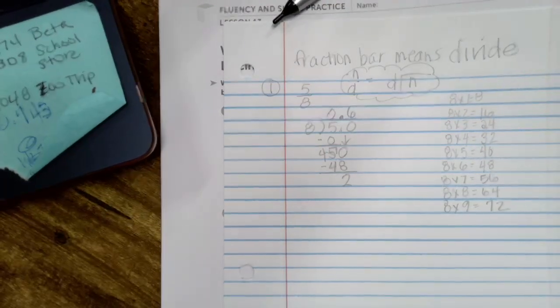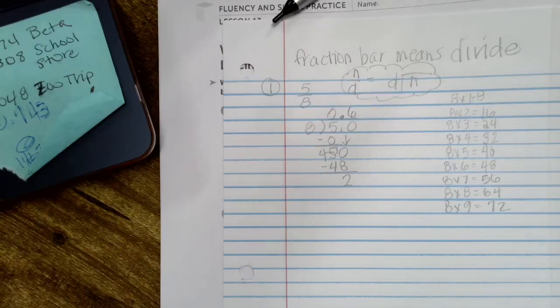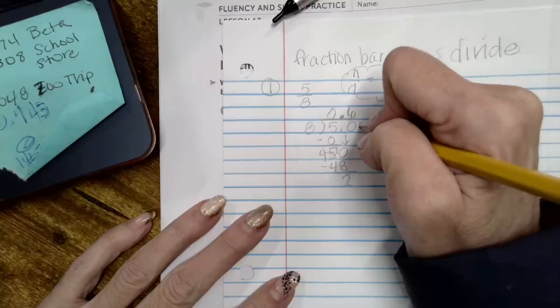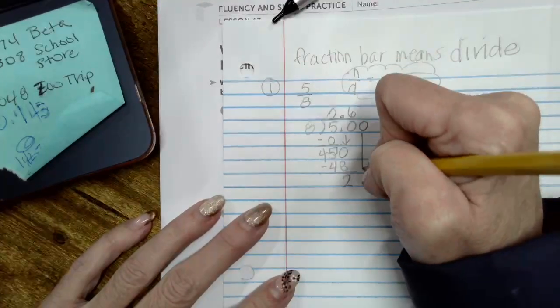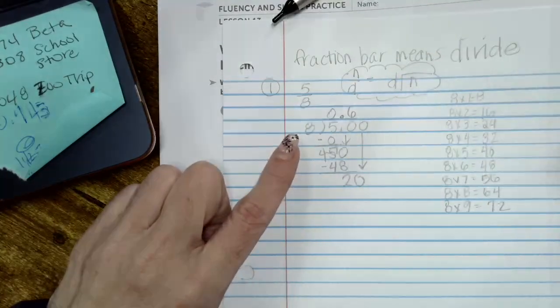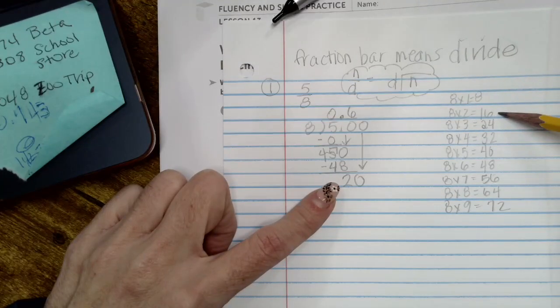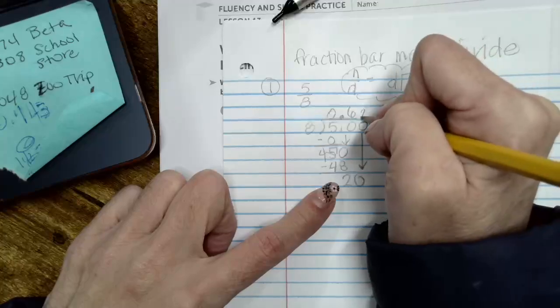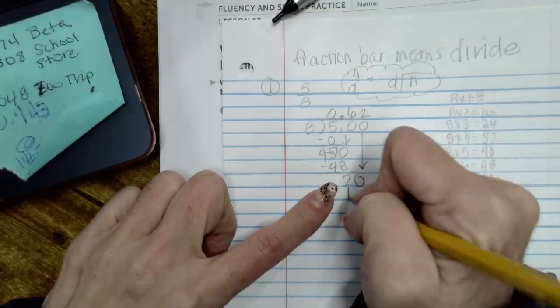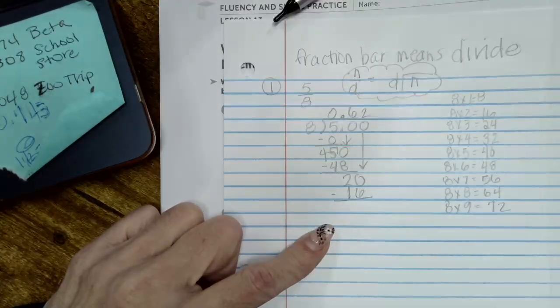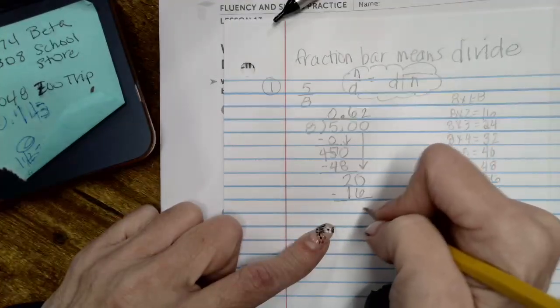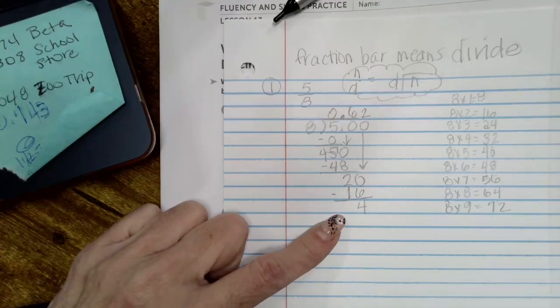Remember, we have to keep working until we either A, see something that repeats, or B, we have a remainder of 0. So now I'm going to add another 0. Bring it down. Okay, 8 into 20. Without going over, the closest thing is 8 times 2. So I'm going to put a 2 here. 8 times 2 is 16. And then I can subtract. 20 minus 16 gives me 4.